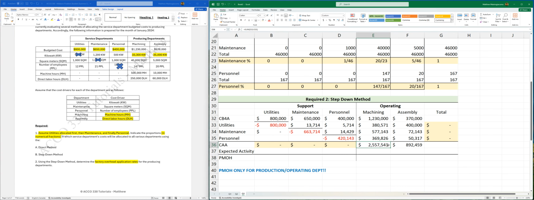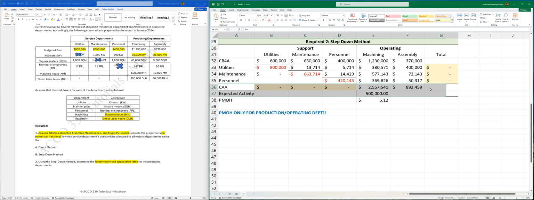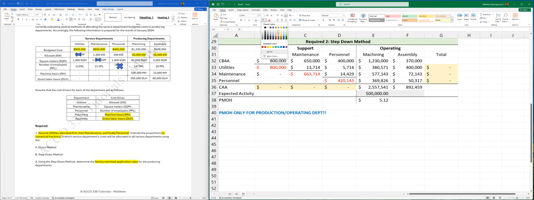So if we know that the total overhead here is 2,557,541, and our expected activity, guys, the machining department is expecting to use 500,000 machine hours, then guys, your rate for every machine hour is 5.12. That is your overhead rate. Okay, so look how easy it is to calculate the MOH, guys. You just take cost after allocation, then you just put expected activity right under, and then you just make sure you divide by the right number, right? So you have to divide by the right thing.